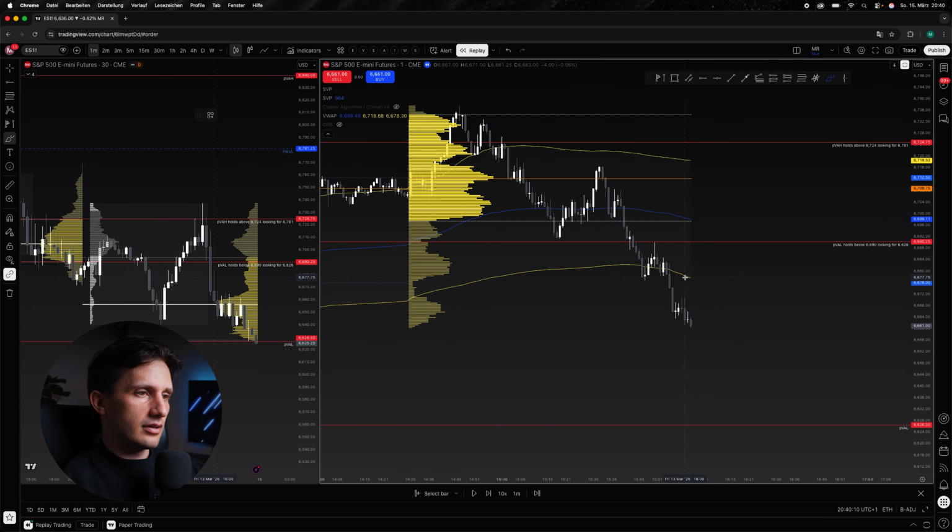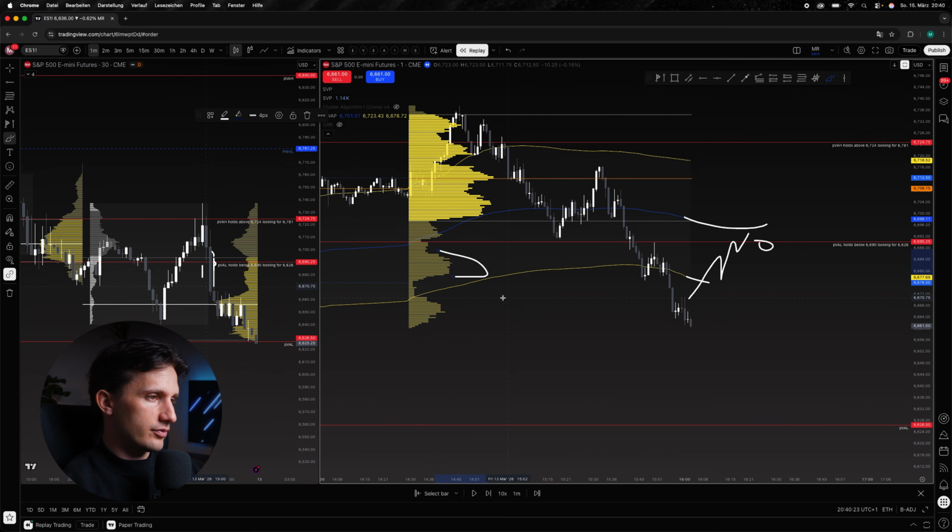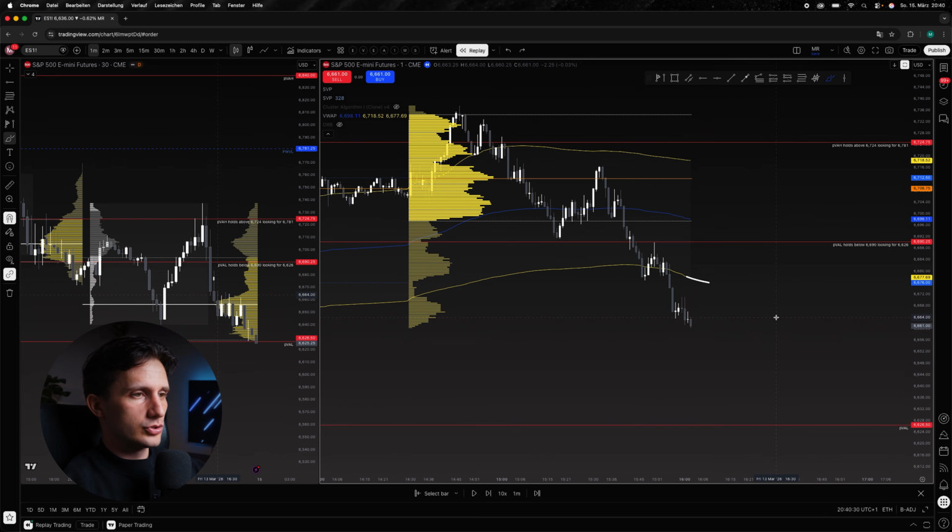Is it the break and retest of the VWAP bands deviation? Is it a bear flag into VWAP? Is it actually a retest of the previous value area low? Is it a high volume node? Is it a low volume node? So take your personal setups and you should be good.